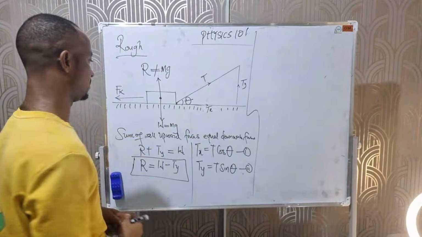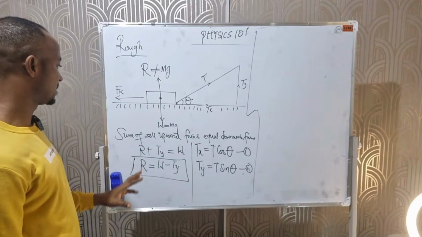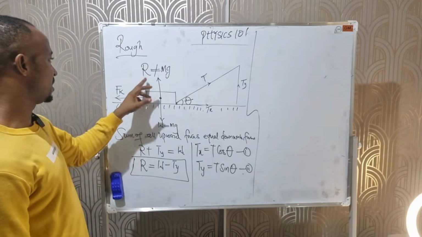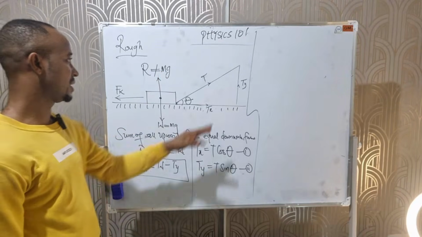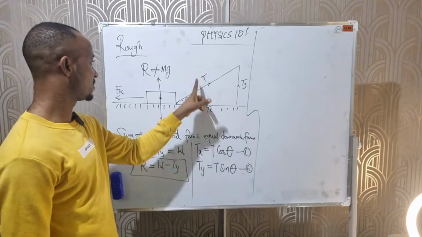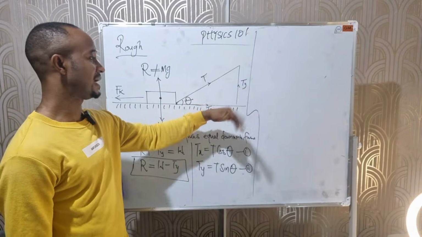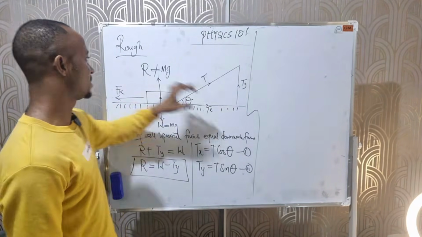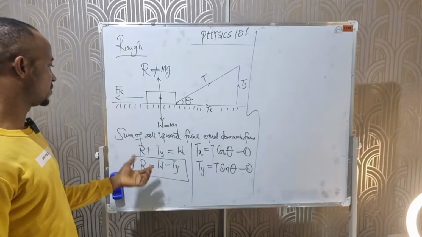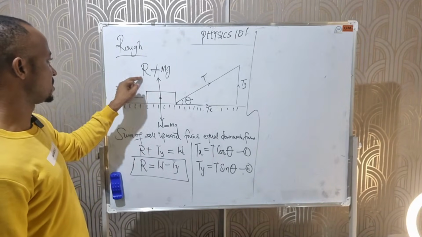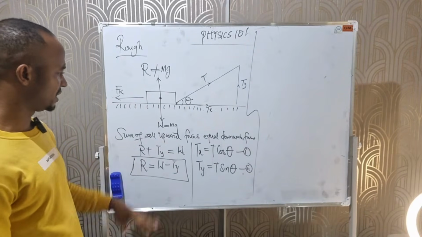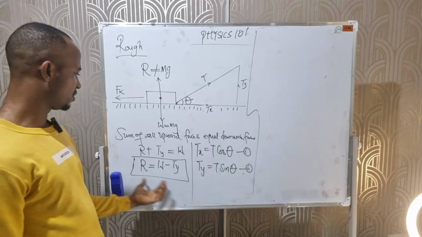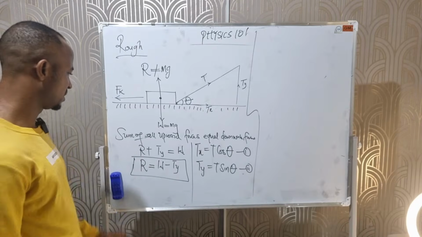Now look at this. We have been able to state that the normal reaction for this diagram is not equal to mg, right? Because we have a supporting force here, which is our Ty that acts vertically upward. Ty is supporting the normal reaction. So the sum of the upward force is normal reaction plus Ty, which is equal to the weight of the body, the downward force.